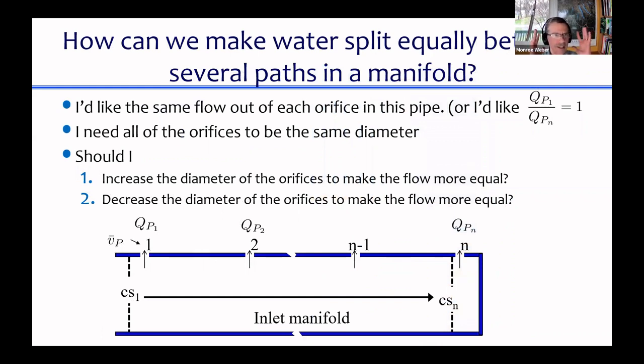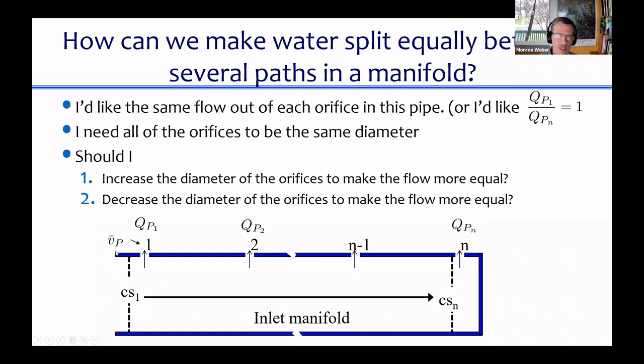Like, man, there are all these places where there's flow division, and there's differences in the flow paths. So how can we make water split equally between several paths in a manifold? So at the bottom here, I've got this blue manifold pipe. You can think of this being an inlet into the bottom of a clarifier, but for some reason it's upside down. I don't know, it's pointed up, but it's a pipe that's sitting inside a tank.